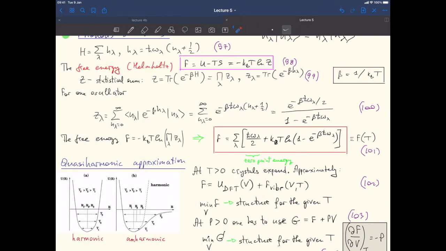So the case we considered so far corresponds to zero pressure. This is the case of the NVT ensemble, when the volume is fixed, temperature is fixed, and the number of particles is fixed. And within that ensemble, we determine the equilibrium structure. What is the equilibrium volume for that temperature?